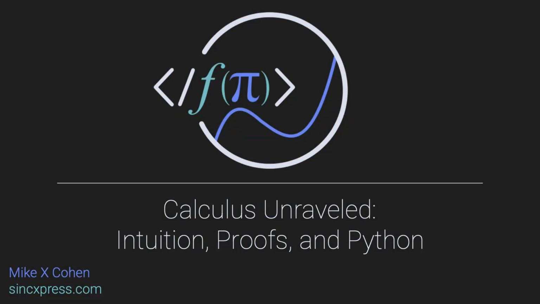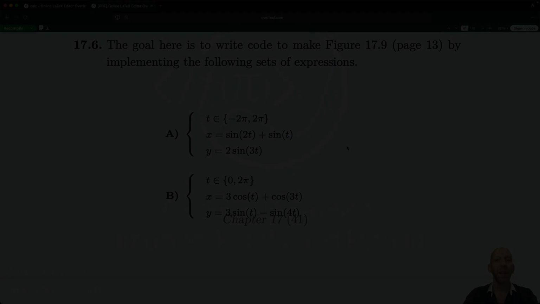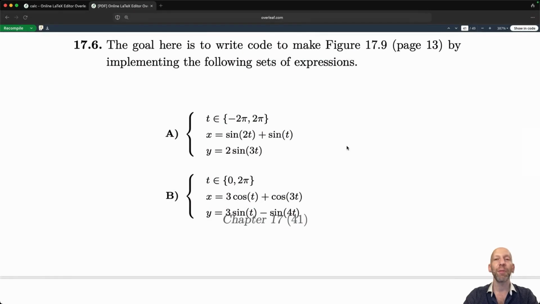The goal of exercise 6 is to implement and visualize parametric functions. This is something that I introduced in this chapter. I showed you several examples of beautiful parametric functions in figure 9. I will scroll up to that figure in a moment. And the goal of this exercise is to write code in NumPy and Matplotlib that generates this figure.